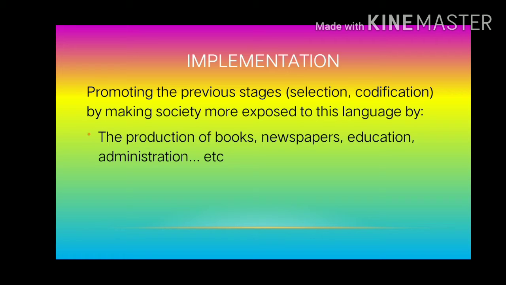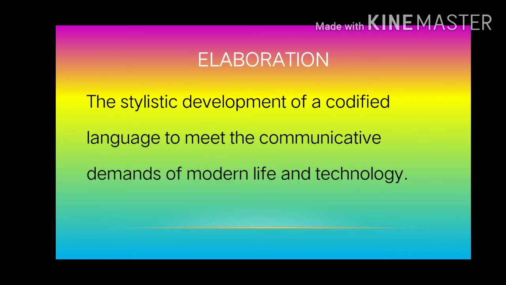The third part is implementation, promoting the previous stages, selection and codification, by making society more exposed to this language by the production of books, newspapers, education, and administration. Okay, the next stage is elaboration. Elaboration is the stylistic development of a codified language to meet the communicative demands of modern life and technology.